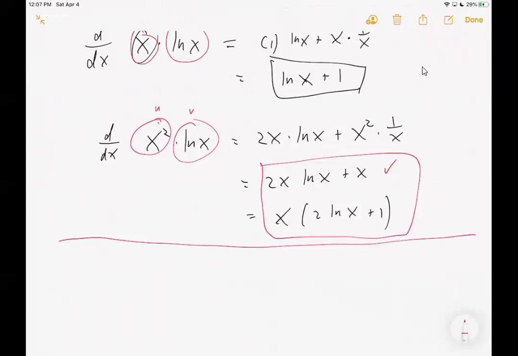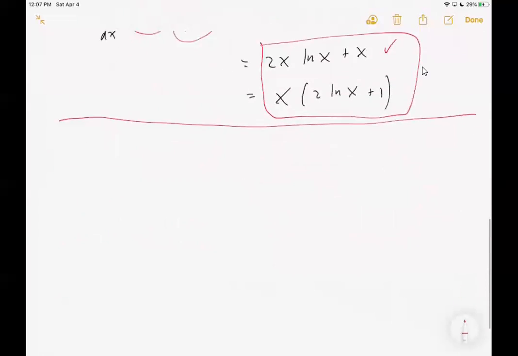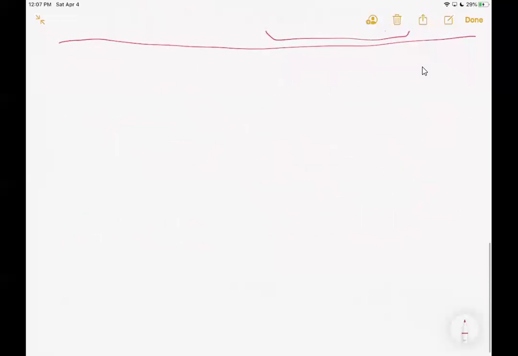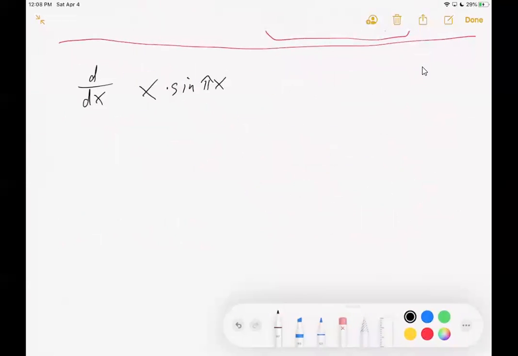So yesterday we were doing quick chain rules. Today we did some quick product rules. So let's put a couple of those things together. Let's look at this one. X times the sine of pi x, right? So when you look at this, you can see we have a chain rule with the sine of pi x, but we have a product as well.